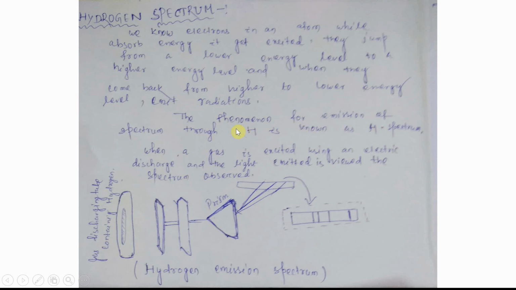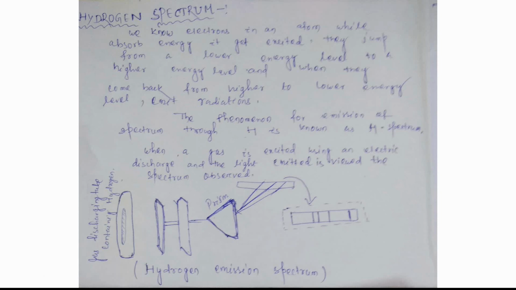That type of radiation, the energy released when the electron jumps from higher to lower, and when it moves from lower to higher, it will absorb energy. So two types of spectrum will come, that is absorption spectrum and emission spectrum. But today we will discuss the emission spectrum.